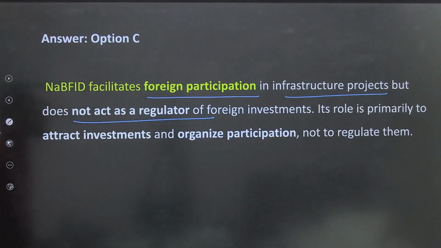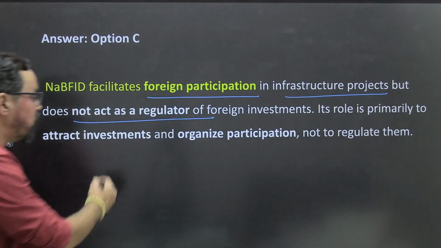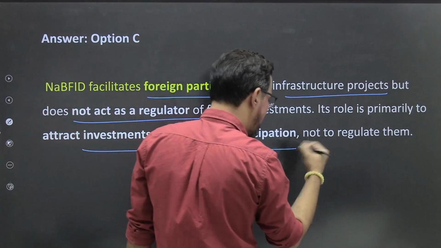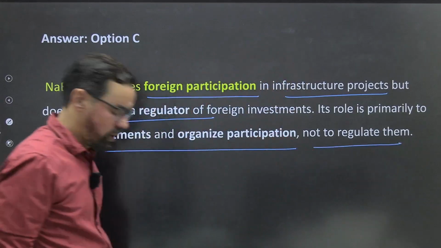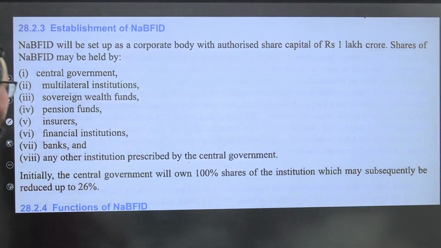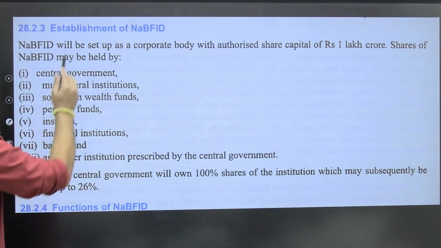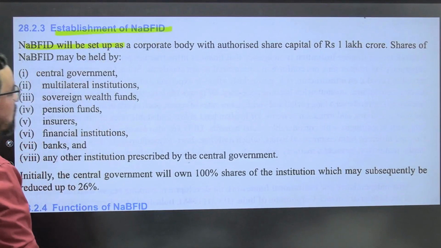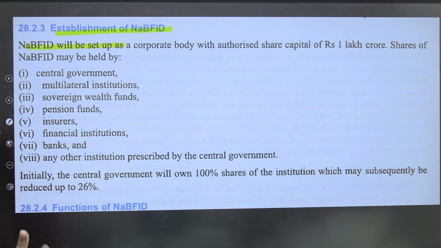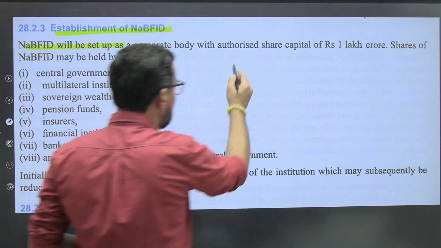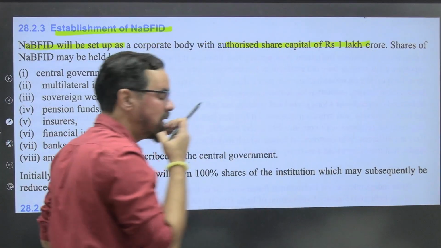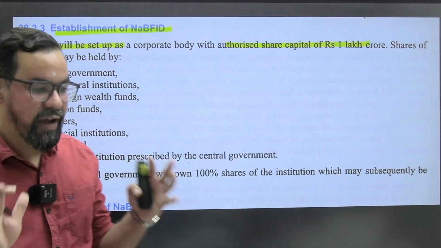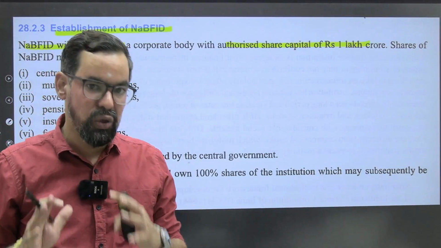Its role is primarily to attract investment and organize participation, not to regulate them. Okay, so let's quickly look at these. Establishment of NaBFID: it will be set up as a corporate body, or it is already set up, with an authorized share capital of 1 lakh crores, and initially this entire stake belongs to the Government of India.